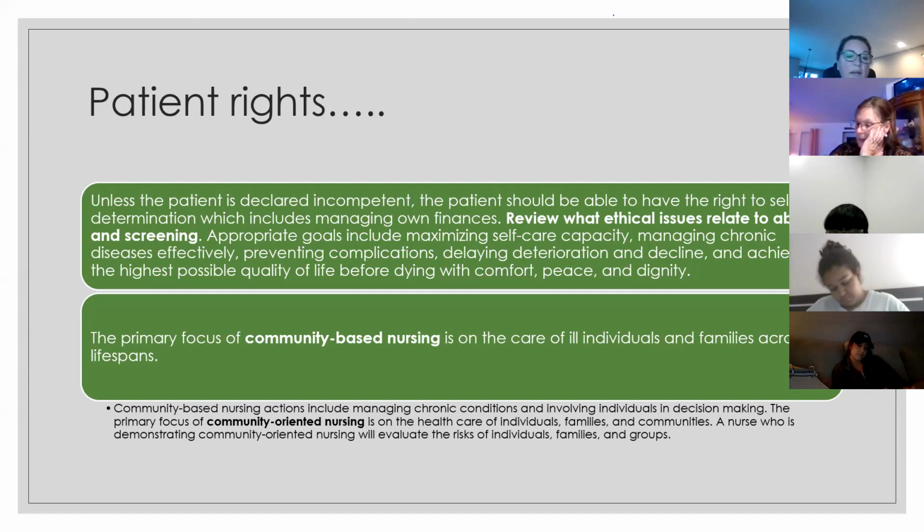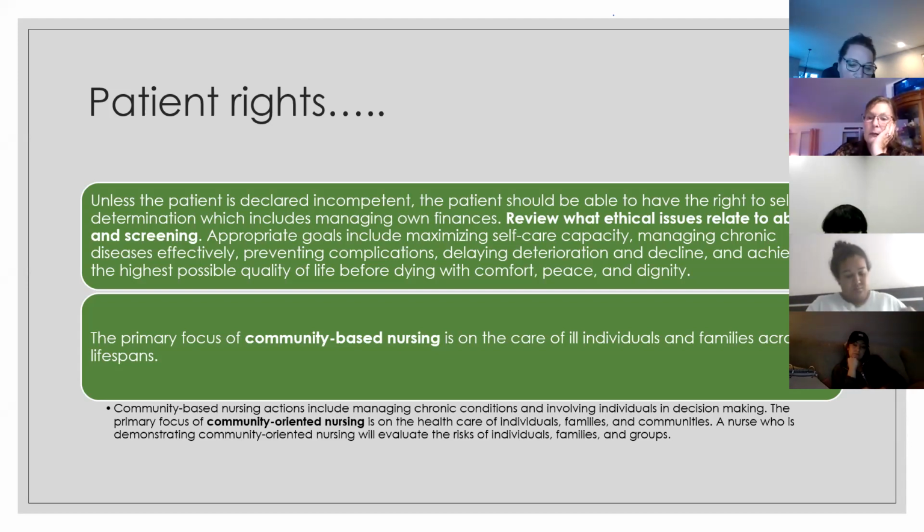Okay. Now, when I read this, I want you guys to think with a nursing mindset. We are there to promote the wellness and health of our patients, right? So if they're old or they're young, it doesn't matter, we need to help them self-care. We need to help them manage their chronic illnesses, right? We want to prevent complications for them. We want to delay deterioration, particularly in the older clients, but this can apply anywhere in nursing.